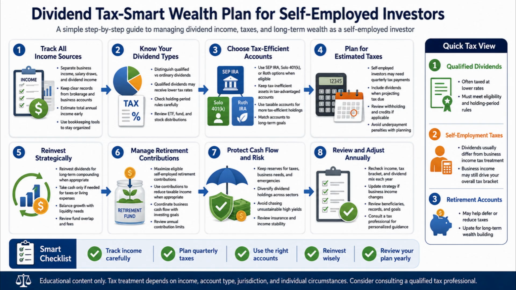Then, plan for estimated taxes. Since self-employed investors may not have enough tax withheld automatically, quarterly tax payments may be needed. Dividend income should also be included when projecting total tax due. In addition, withholding, credits, and other income sources should be reviewed so you can reduce the risk of underpayment penalties. With proper planning, quarterly taxes become easier to manage instead of becoming a last-minute burden.